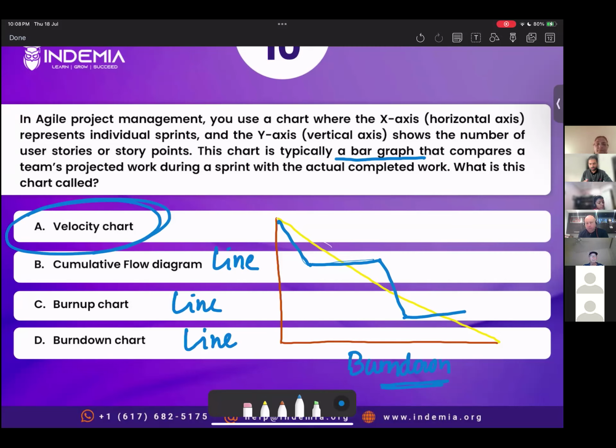But apart from that, what is velocity chart? So I have drawn burn down chart. Burn down tracks remaining work. And what does it say? It says x-axis represents individual sprints and y-axis shows the number of story points or user stories. So this chart typically compares a team's projected work during a sprint with the actual completed work. What is this chart called? So this is called velocity chart.